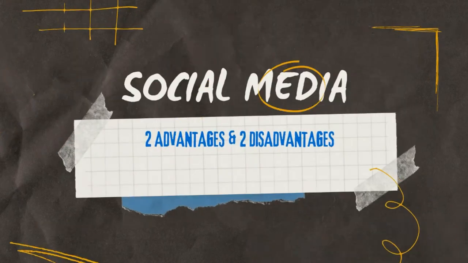What about social media? Again, everything around us has advantages and disadvantages. So can I ask, who have I not asked today? Faiz, what are the two advantages of social media? The advantages of social media are, first, we can get a lot of news from social media. And second, I think it is easy to connect with other people.